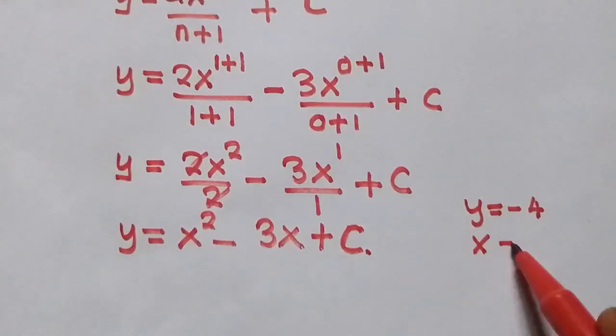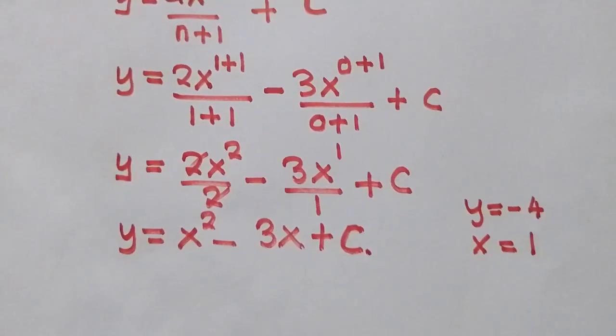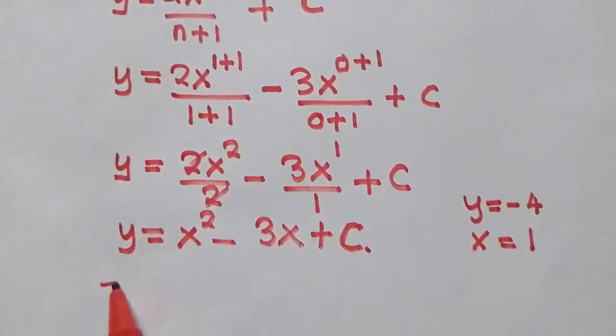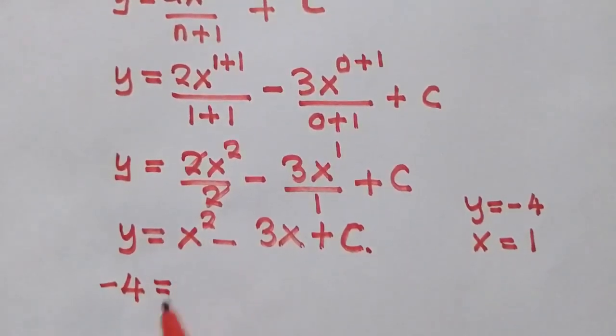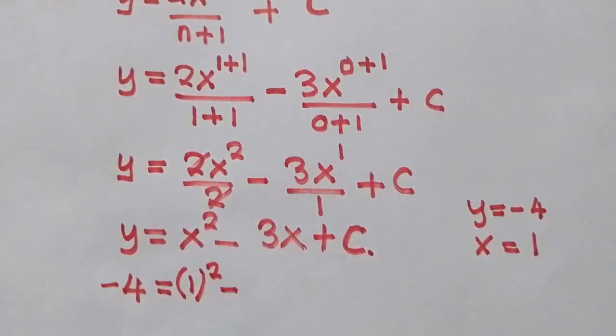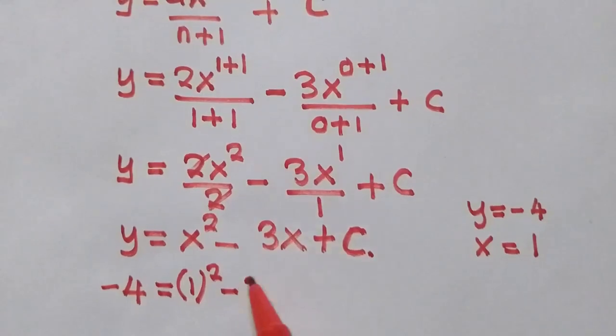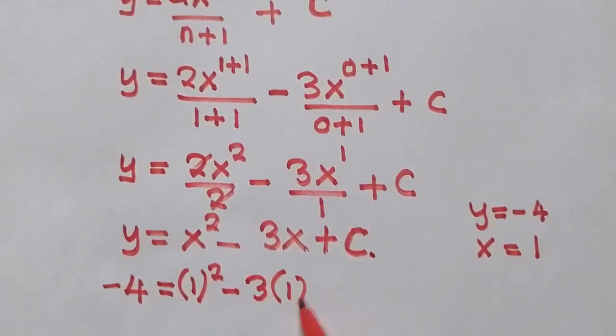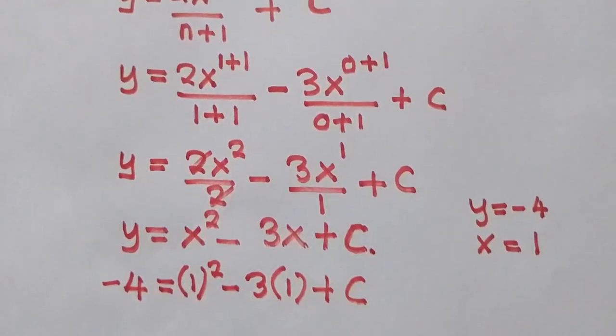When x is equal to what? 1. This is what I'm given. So where there is y, I put -4. Where there is x, I put 1. So -4 is equal to, where there is x, I put 1. So 1 squared minus 3 times 1, then I say plus c. This is what I'm going to do.